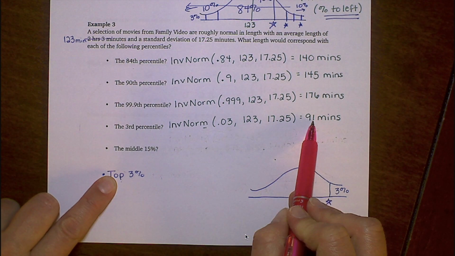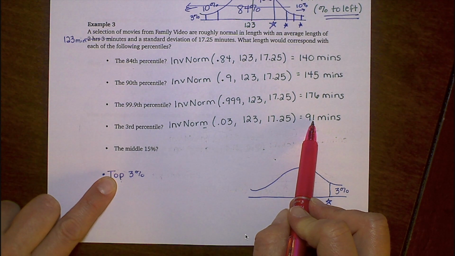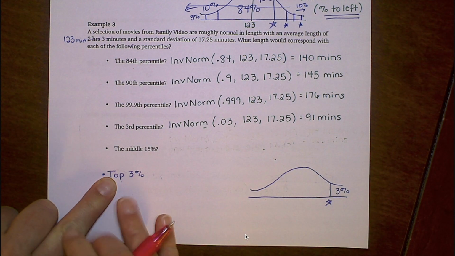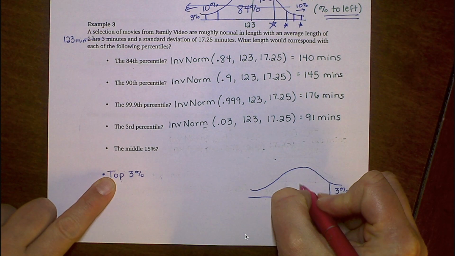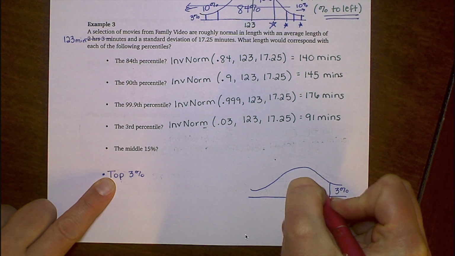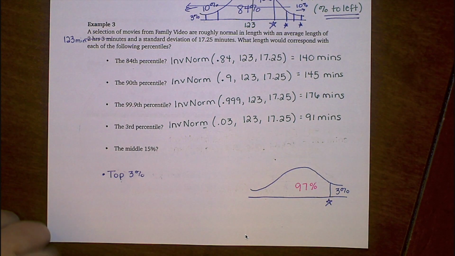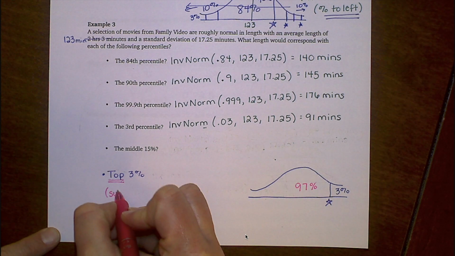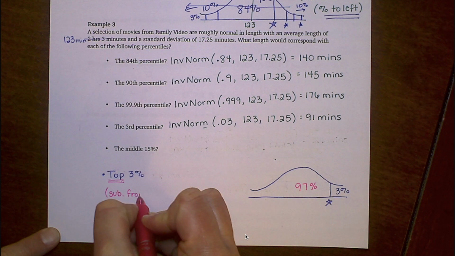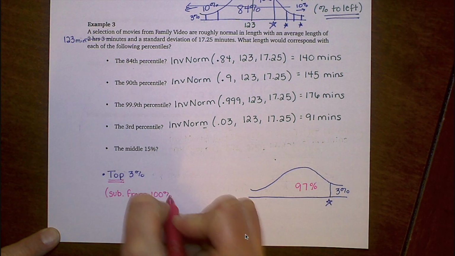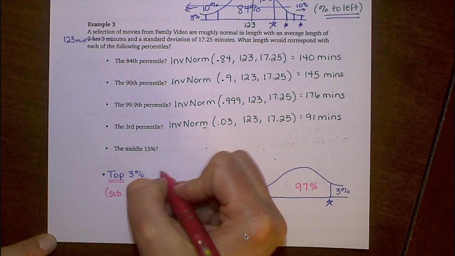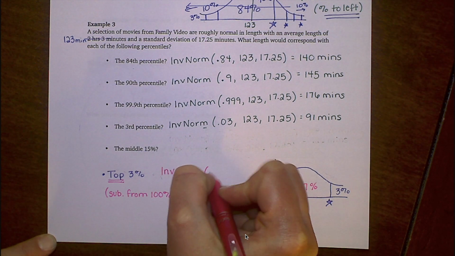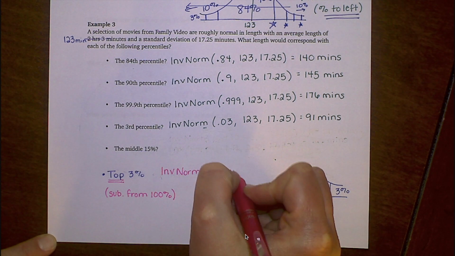In fact, we already know it's going to give us 91, and we know the top 3% are not 91 minutes long. The bottom 3% are. So we want to think of this as 97% being the data to the left of that line we're looking for. Anytime you're dealing with one that's asking about the top of a data set, you have to remember to subtract from 100%. So what I'm actually going to put in here is inverse norm of 0.97, and then my 123 and 17.25.